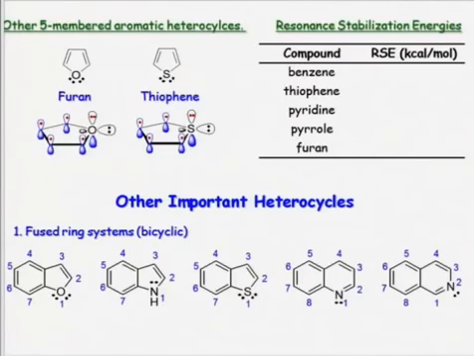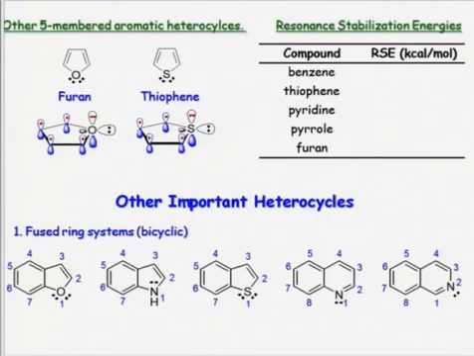In this webcast, we're going to take a survey of different types of aromatic heterocycles that we have yet to discuss. First, we're going to talk about fused ring systems, move on to two-atom heterocyclic systems, and multi-atom heterocyclic systems. First, let's take a look at furan and thiophene shown here.